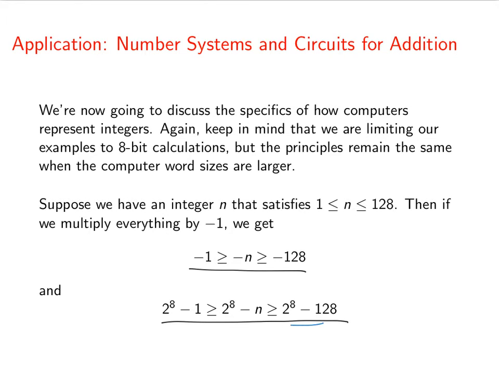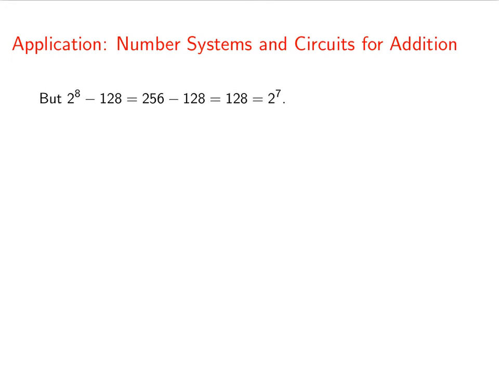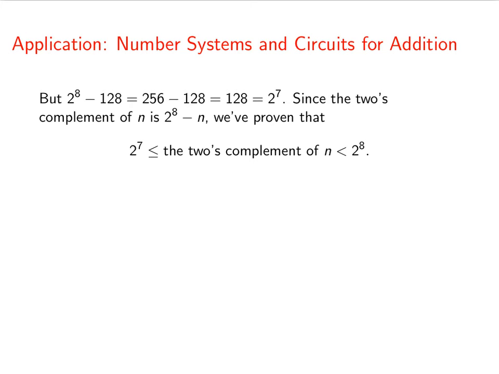Now let's take a look at this number on the end here, 2 to the 8th minus 128. 2 to the 8th minus 128 is 256 minus 128. That's 128, which is 2 to the 7th. So remember that the thing on the inside of the inequality, which was 2 to the 8th minus n, that's the 2's complement of n. And so what we've proven is that the 2's complement of n lies between 2 to the 7th and 2 to the 8th, with a strict inequality on this side.